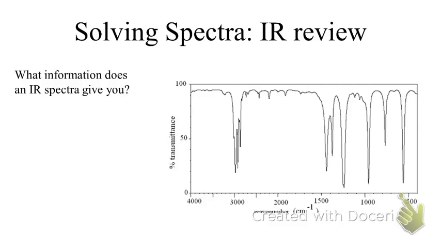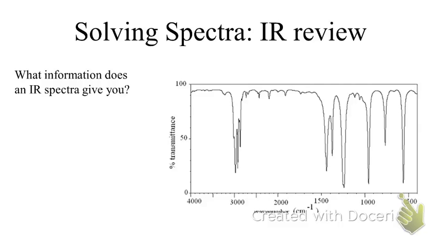So IR, we've now looked at IR a whole bunch of times. You should be able to tell me all in unison at the exact same time what information does IR spectra give you? It gives you information about functional groups. No, I hate that answer. Bonds. It's bonds, not functional groups.